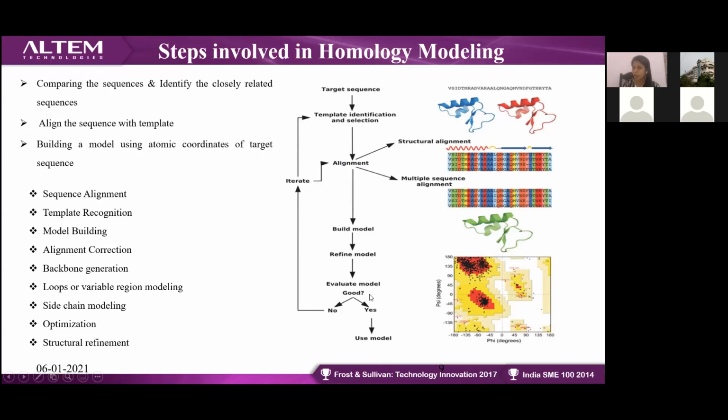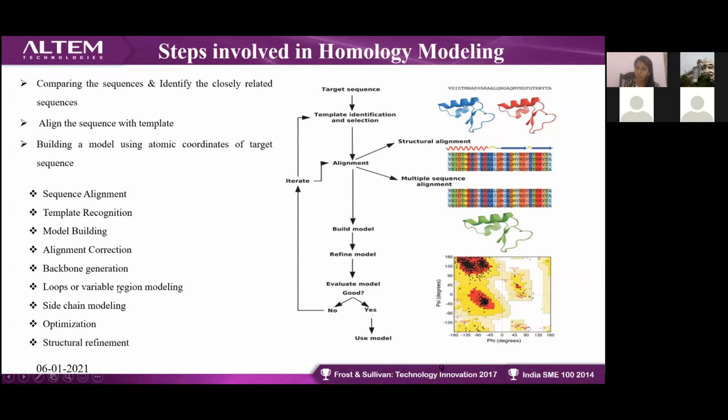Once you have built the model, how will you evaluate it? Obviously through the Ramachandran plot, you will be evaluating your particular model. So these are the basic steps involved in homology modeling: sequence alignment, template recognition, model building, alignment correction, and backbone generation. Backbone generation is where you have your compound and your protein molecule, and the protein molecule has a backbone. If the backbone is not modeled properly, you can generate it.